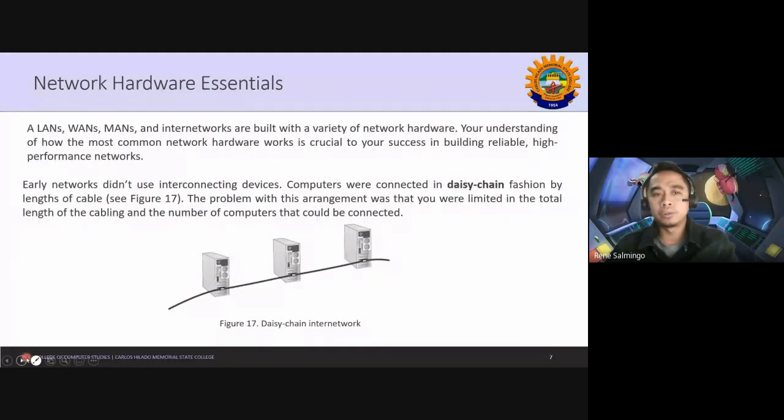So now we go to the... so last time we discussed local area network, wide area network, metropolitan area network. These early networks didn't use interconnecting devices, but they used a daisy chain, wherein it is being attached to the network interface card at the back.